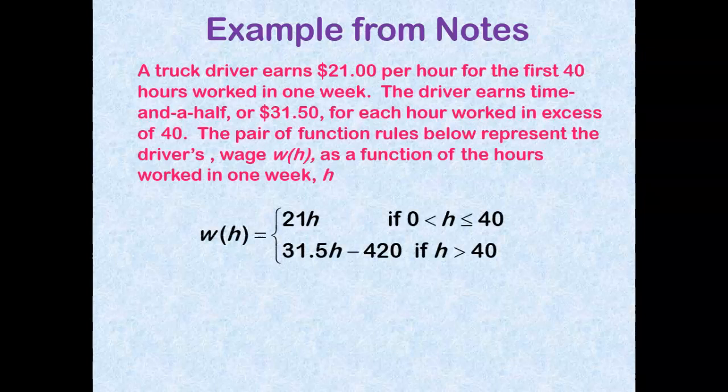So the piecewise looks something like this. We called it W of H, that's its name. Remember, that's the first part of the definition. The second part is this part right here, which is the pieces. So the first piece is 21 times the number of hours he works. The second piece is 31.50 per hour he works, but then we would have to subtract off the 420, which would be the money he would have been making at 21 an hour.